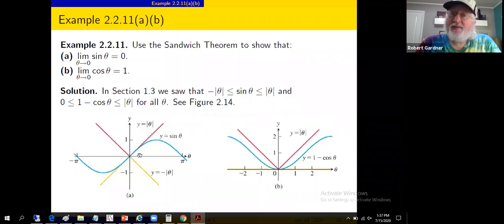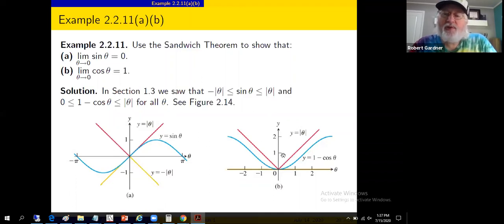Y equals X style. Line with slope 1 over here, line with slope -1 over here. Take the negative of that, that just flips it about the horizontal axis. So here in yellow is the graph of y equals negative absolute value of theta. And the sine function is sandwiched between those two. So we'll take that as given, as we'll often do with these sandwich theorem applications to trig functions.